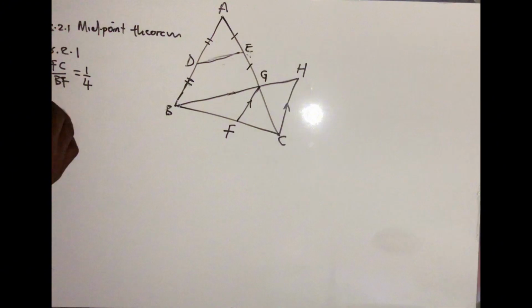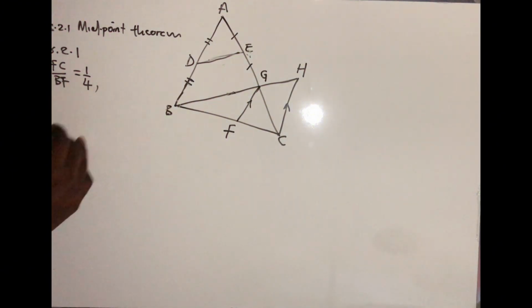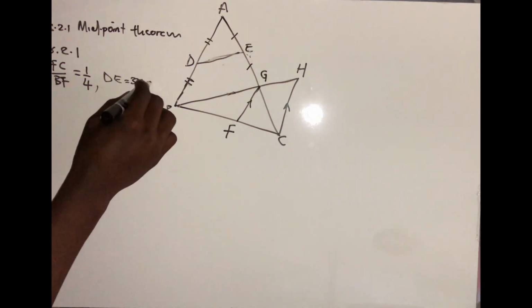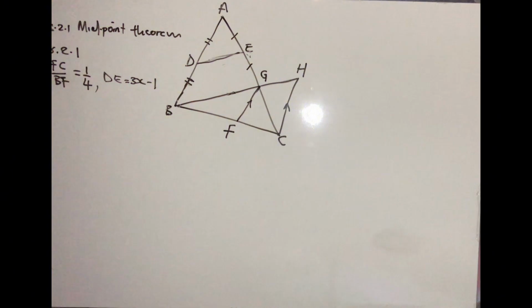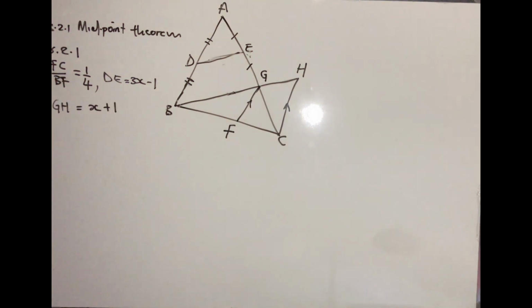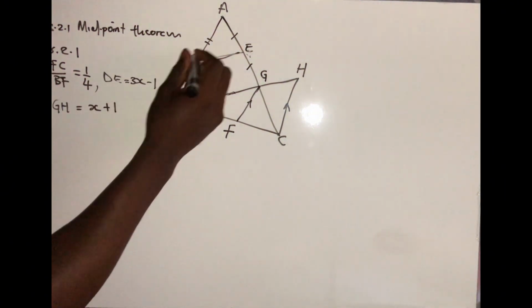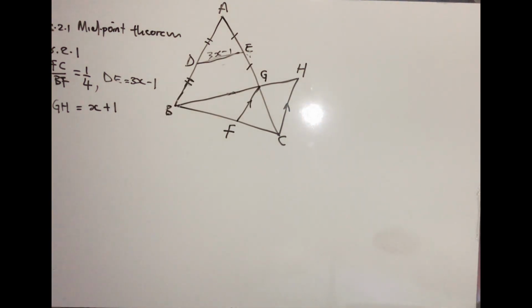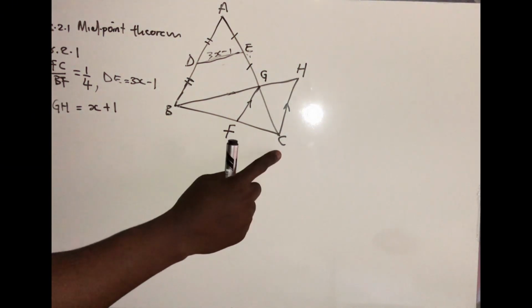And also given that DE equals 3x minus 1, and GH equals x plus 1. Calculate, giving reasons, the value of x. So where's DE? From our diagram, DE is this one, 3x minus 1. And where's FC? FC is this one.